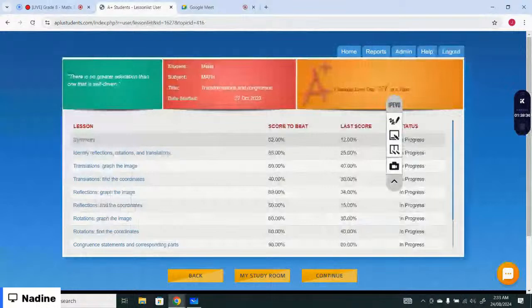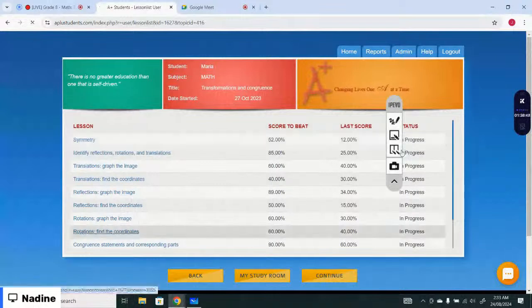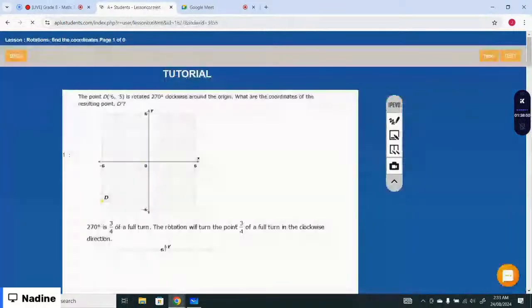Okay, so the next lesson is Rotation, find the coordinates. Let's just start with the next lesson, that is rotation, find the coordinates. Let's see how we find the coordinates. We just learned how to rotate the image. So the point D (-6, -5) is rotated 270 degrees clockwise around the origin. What are the coordinates of the resulting point D? So which is the correct option?